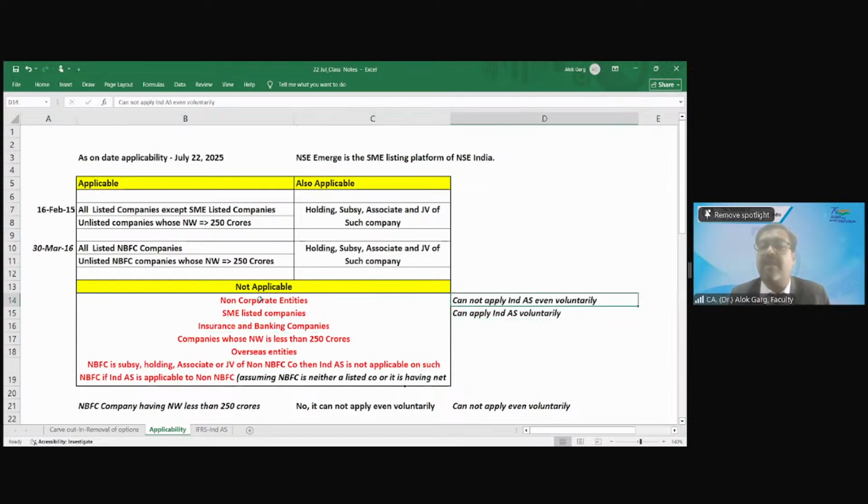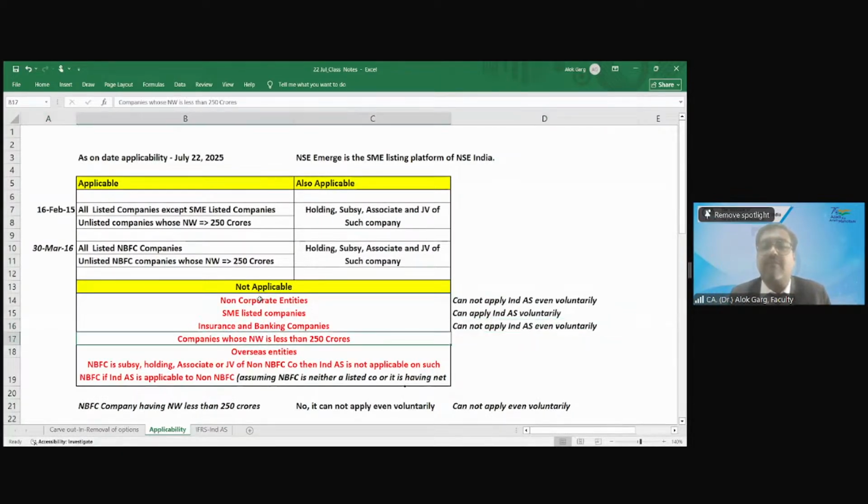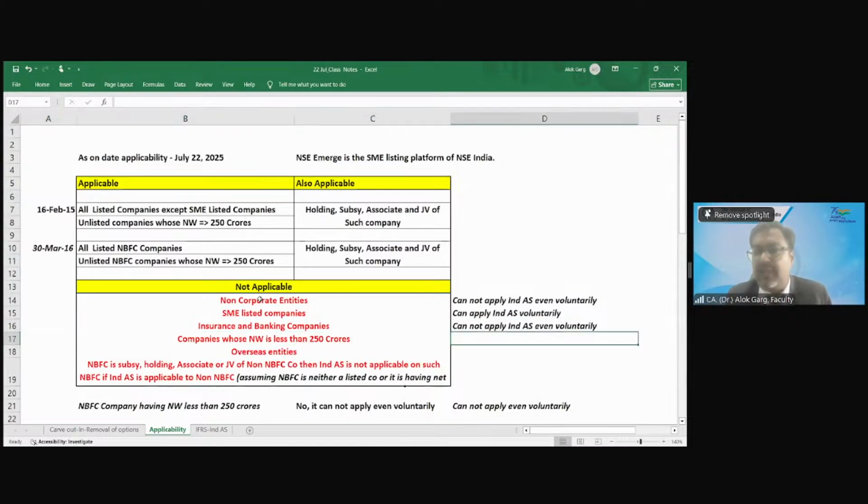Insurance and banking companies cannot apply Ind AS even voluntarily. On bank and insurance, Ind AS is a big no. As of now, Ind AS is not applicable. For companies whose net worth is less than 250 crore, Ind AS is not applicable, but they can apply Ind AS voluntarily. So let me write it. Ind AS not applicable, but can apply voluntarily.